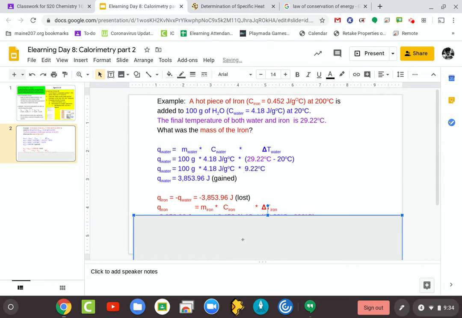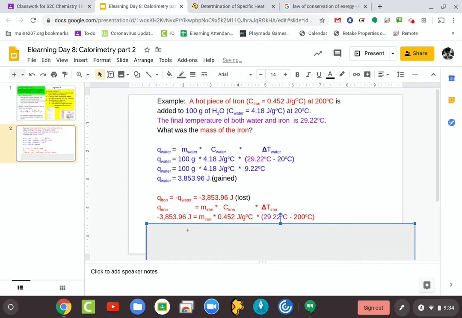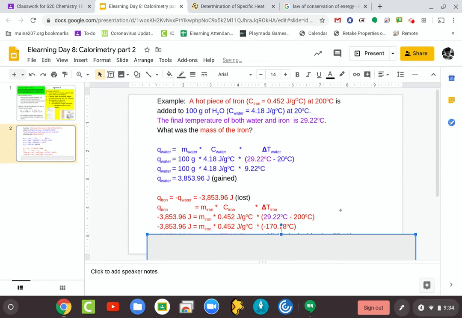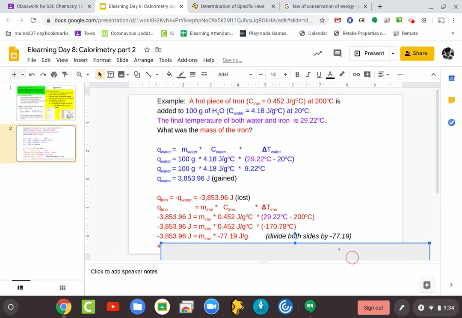Using that value in the formula for Q equals mc delta T for iron, we now know the value of Q right here. We're looking for the mass of the iron. We know the specific heat of the iron from the problem. We know the final minus initial temperature. When we do the subtraction, the change in temperature is negative 170.78, times the specific heat times the mass equals the Q value, the energy.